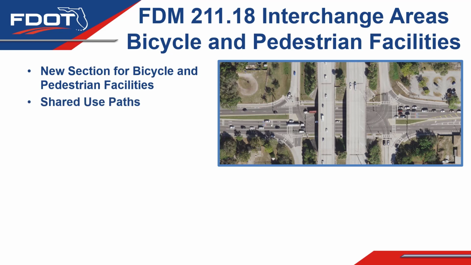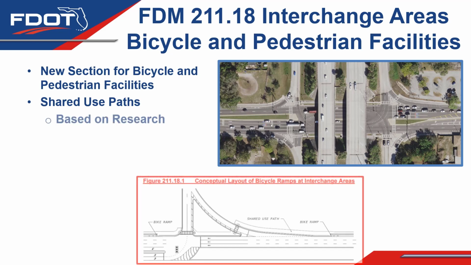These movements have normally been provided using a combination of bicycle lanes, keyholes, and sidewalks. However, emerging research has led the department to modify this approach in favor of a simpler, separated system relying on shared use paths. The criteria in FDM 211.18 is intended to facilitate the design of shared use paths through the interchange areas.